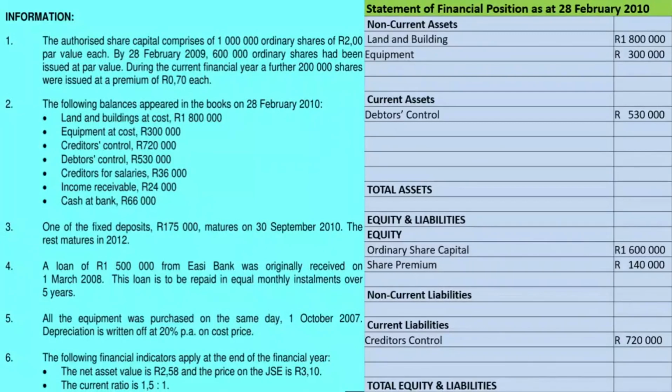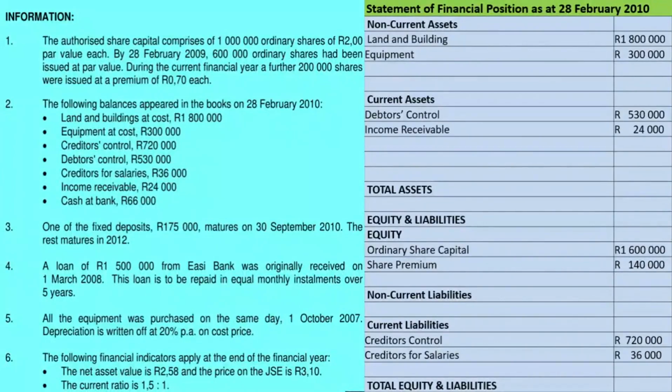Creditors for salaries, 36,000 rand, for the salaries that we are yet to pay. So we are going to put it under current liabilities because that's a current liability. And then income receivable. So that's income that we are yet to receive. So that is a current asset. We'll put it under current assets.